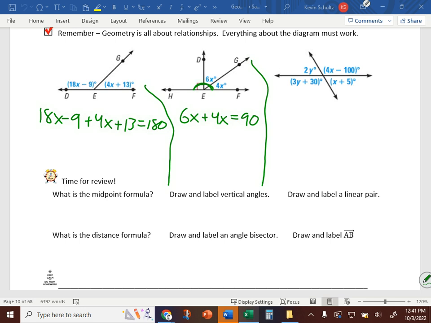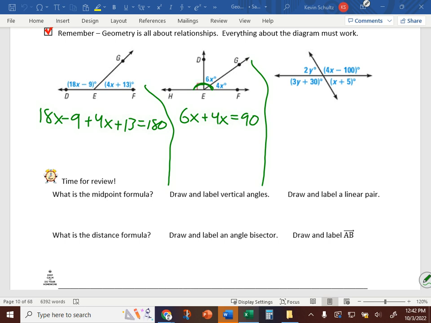Ellen, try it again. 2y plus 4x minus 100 equals 3y plus 30. Oof. That is quite the equation, and it's got double variables in it. Let's just stick to one equation with one variable. Jack, what were you going to say?